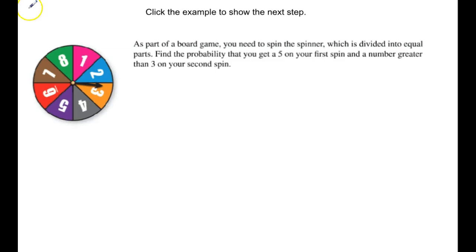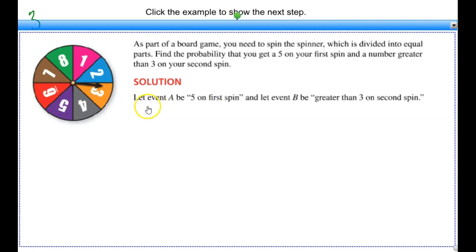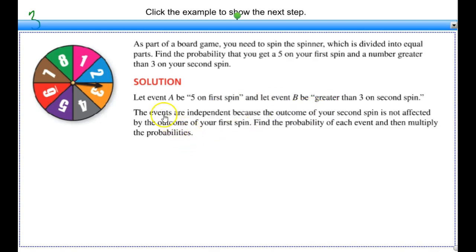So let's look at this example. This is example number 3. As part of a board game, you need to spin the spinner, which is divided into equal parts. Find the probability that you get a 5 on your first spin and a number greater than 3 on your second spin. Let's write this out. Let event A be 5 on the first spin, and B is greater than 3 on the second spin. These are independent events because the outcome of my second spin doesn't depend on the first one. It doesn't matter what I spin the first time; I can spin anything the second time.